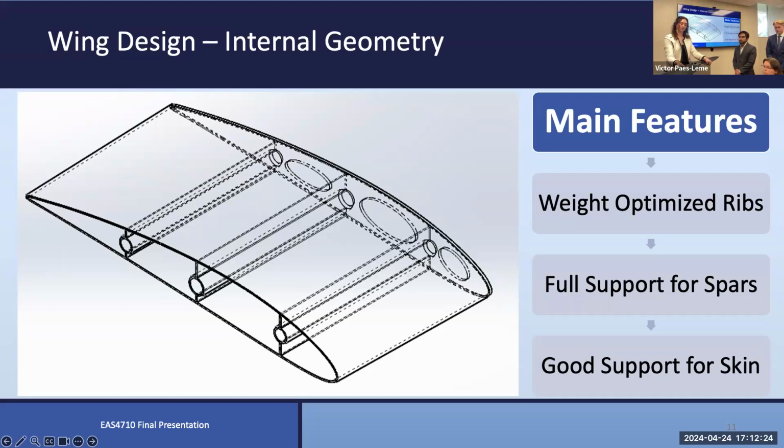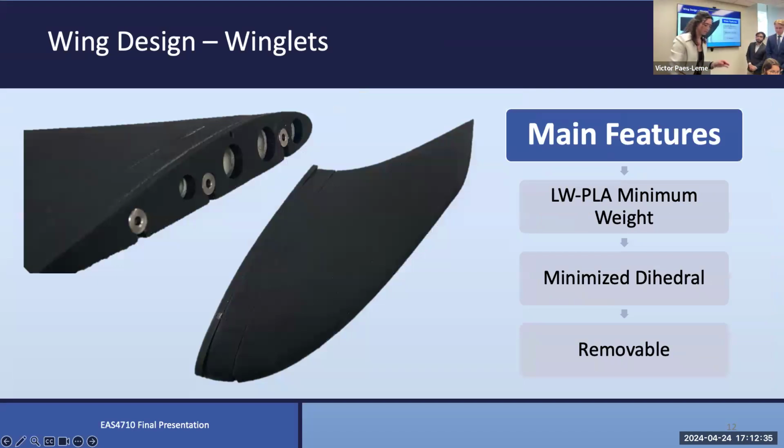Okay, cool. Great. Page 12? I think it's the next one. Yeah, I think when you explained this one, you said it's there to minimize dihedral.